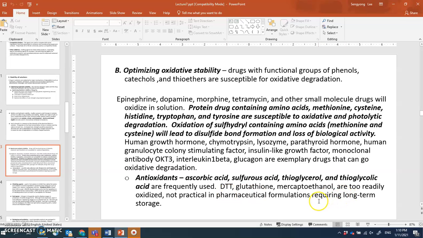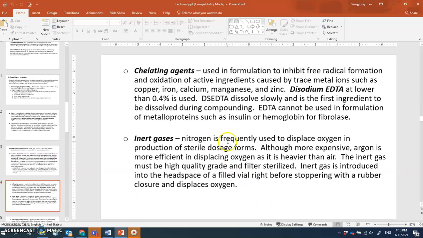Okay, especially if it's requiring long-term storage, they are not very effective. So do not use DTT, glutathione, mercaptoethanol, those kinds. Okay. And then chelating agent, we already talked about it. Okay, metal binding substance, to inhibit free radical formation, especially it can suck out all those transitional metal ions.